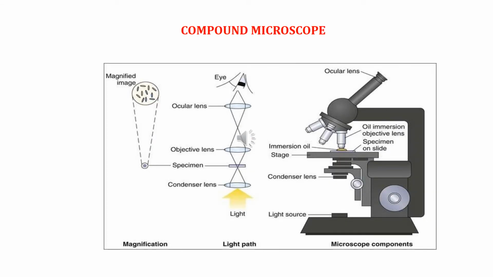Now we come to the compound microscope. Basically a compound microscope is used in every lab. This is the picture of a compound microscope. It contains the ocular lens, immersion oil, stage, condenser lens, light source, oil immersion objective lens, and specimen on slide. These are the components of the compound microscope. In the next image, the light passes from the downside and goes through the condenser, then the specimen, then the objective lenses collect this and transfer it to the ocular lens, and we can see it very easily by the eyes.